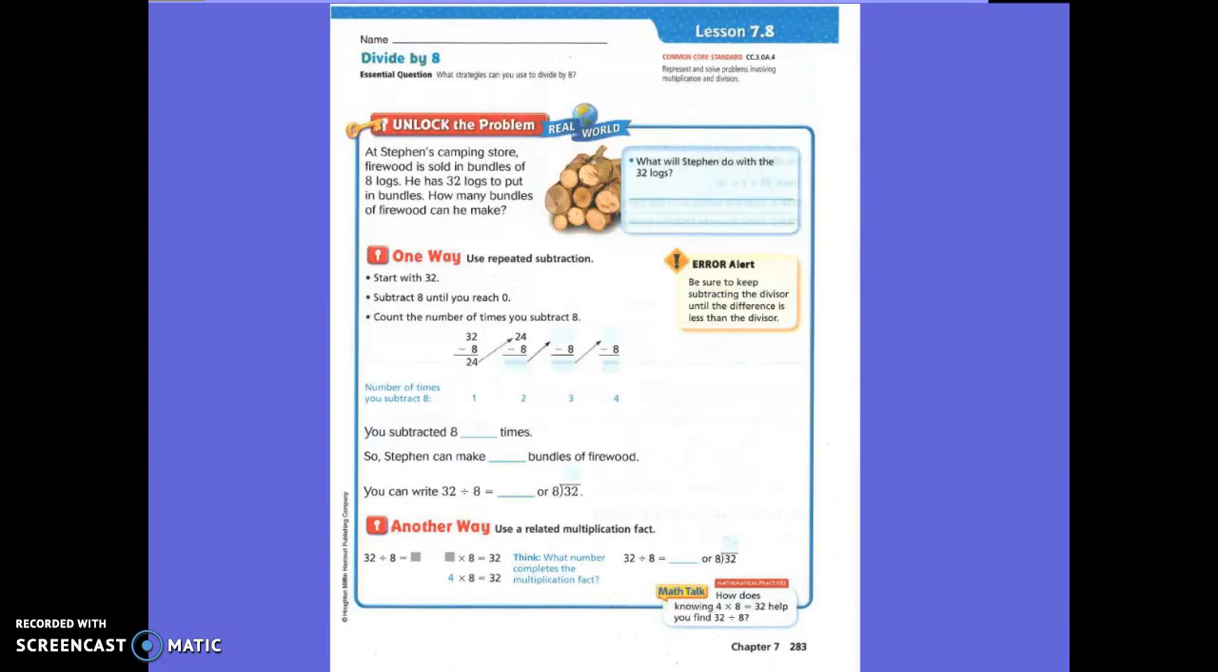Okay, what will Stephen do with the 32 logs? What will he do with the 32 logs? Bella? Put them into, okay, instead of saying bundles, what would you call it in math? Groups. He will put them into groups of what? 8.